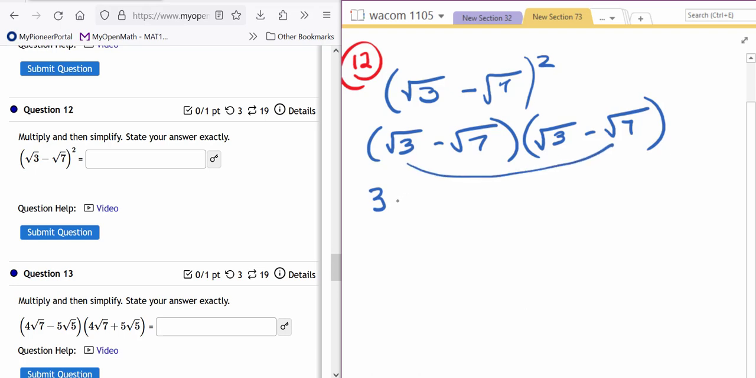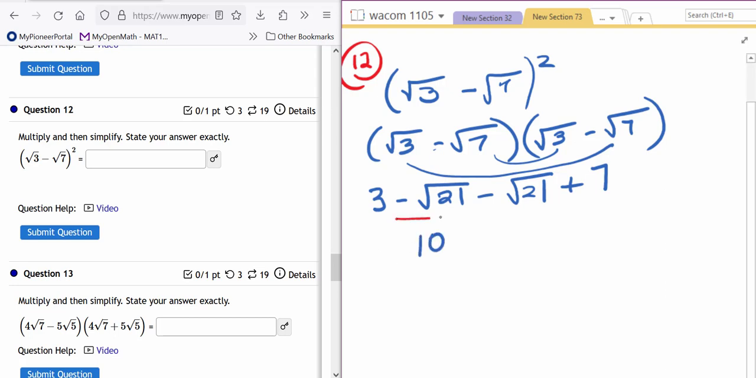Outside, you get a minus. You're going to multiply underneath, square root of 21. This one, you're going to multiply underneath, minus square root of 21. And last, 2 negatives will give you plus, and the radicals, same thing times itself, will take the radical off and leave you a plain 7. So your 7 and 3 can go together to give you 10.